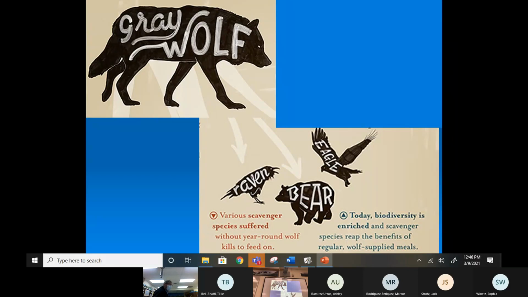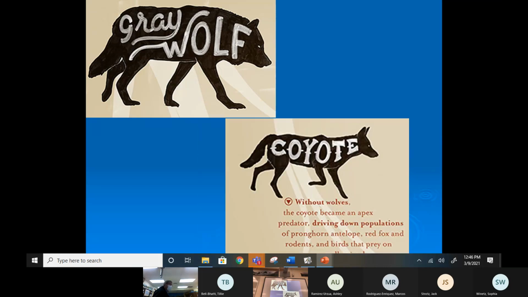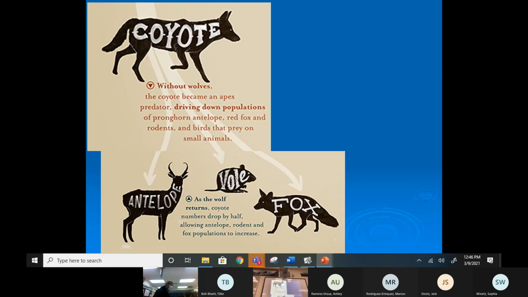Some scavengers dropped, but overall the biodiversity has gone up. It's not that ravens and bears and eagles are gone, it's just that their numbers are a little more in balance with the ecosystem. And coyotes have gone down. And that has allowed these guys to go back up: foxes and antelopes and voles. Voles are little rodents.